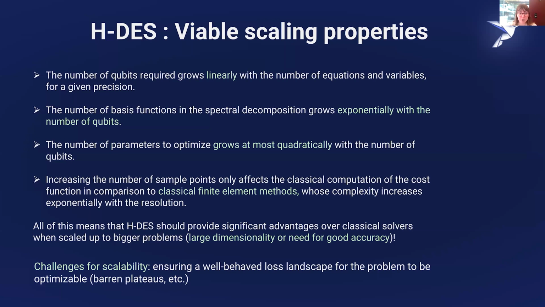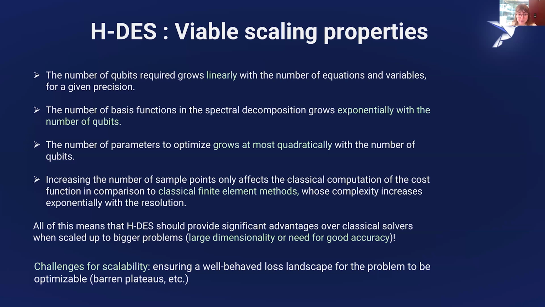So to start with, the number of qubits required only grows linearly with the number of equations and variables for a given precision. So this is in contrast to exponentially. Secondly, the number of basis functions in the spectral decomposition grows exponentially with the number of qubits. And this is what I showed you already. So basically, every time you add another qubit, you get twice as many Chebyshev polynomials to construct your solution function with. The number of parameters to optimize grows at most quadratically with the number of qubits, which is quite conservative, especially as we don't need many qubits.